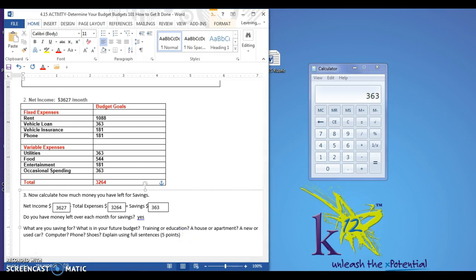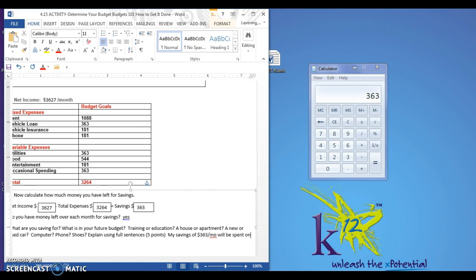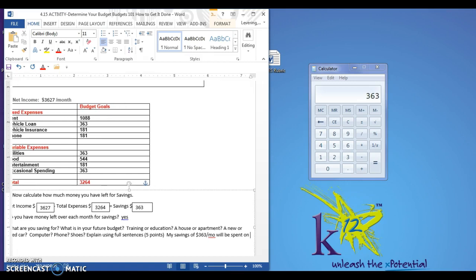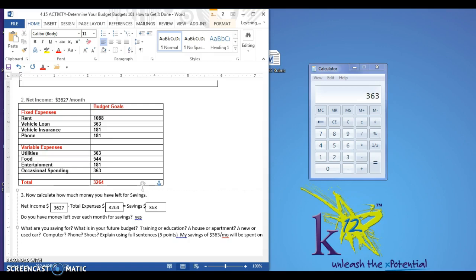So I'm going to explain that my additional savings of $363 per month will be spent on whatever, a house. I'm saving for a car. I'm saving for a new computer. Whatever the case might be, whatever it is that you are saving money for, indicate using full sentences and full thoughts. And that's the end of that activity.